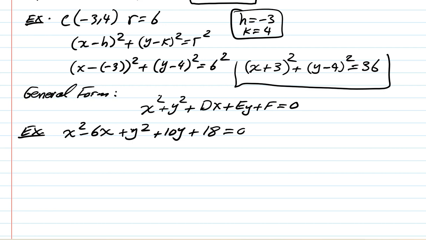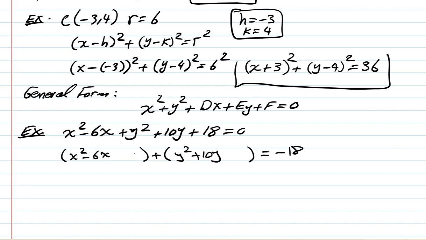Now, in order to go from what we call the polynomial form to the HK form, we need to complete the square in x as well as y. That means I need to get the square of a binomial in x, and I need to get the square of a binomial in y. So I group the x's and the y's together, and move the constant to the other side because we don't need it. We're going to create our own constants.